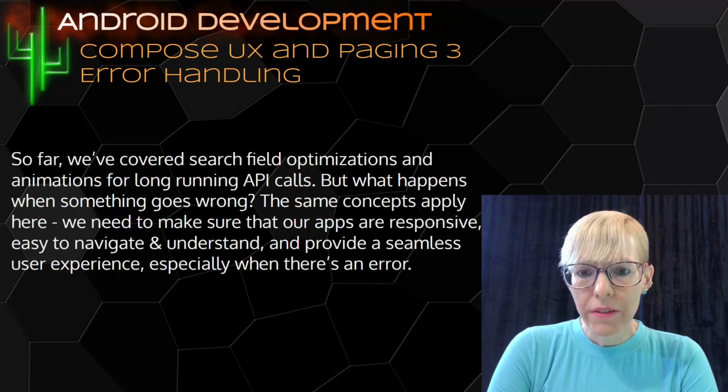So far, we've covered search field optimizations and animations for long-running API calls. But what happens when something goes wrong? The same concepts apply here. We need to make sure that our apps are responsive, easy to navigate and understand, and provide a seamless user experience, especially when there's an error.